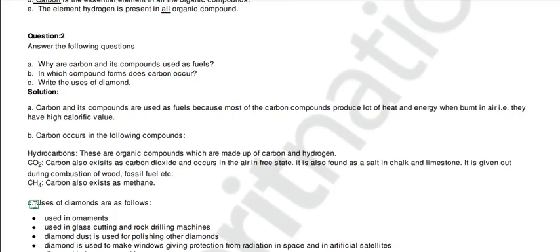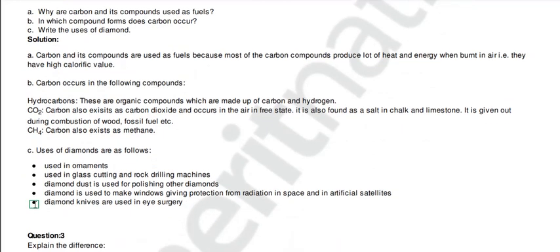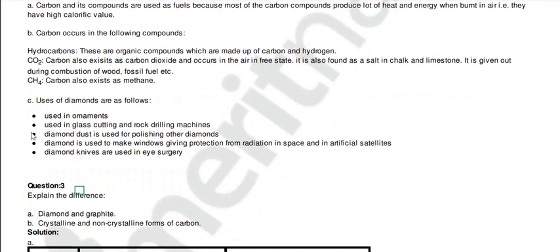C. Uses of diamonds are as follows. Used in ornaments. Used in glass cutting and rock drilling machines. Diamond dust is used for polishing other diamonds. Diamond is used to make windows giving protection from radiation in space and in artificial satellites. Diamond knives are used in eye surgery.